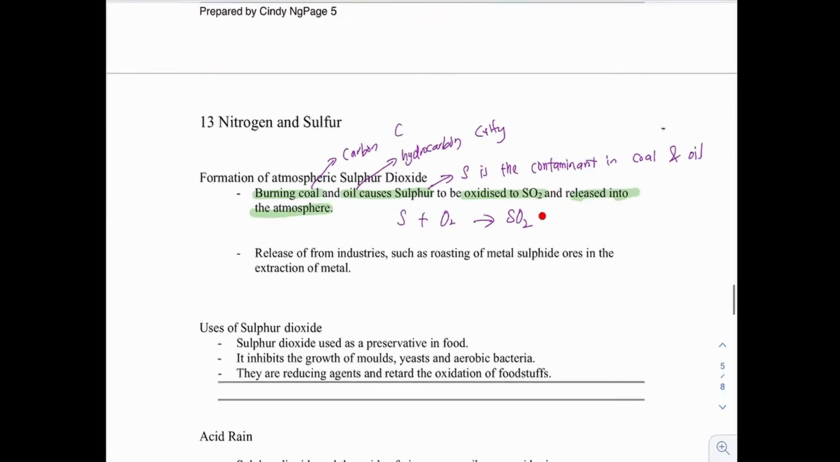We can also get this pollutant from the release of SO2 into the air. Where is it from? From the roasting of metal ores in the extraction of metal. So when you read these two contexts, you will be able to find out the SO2 pollutants. Okay, so the charcoal, burning oil, roasting of metal is number 3. It's a past year question.